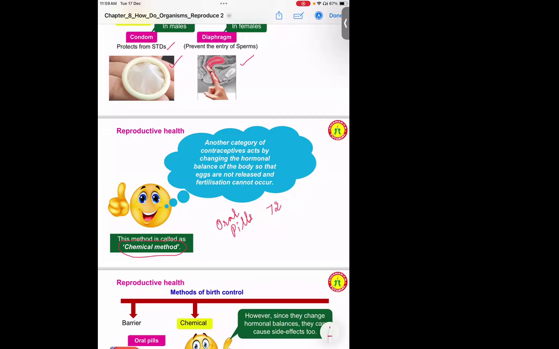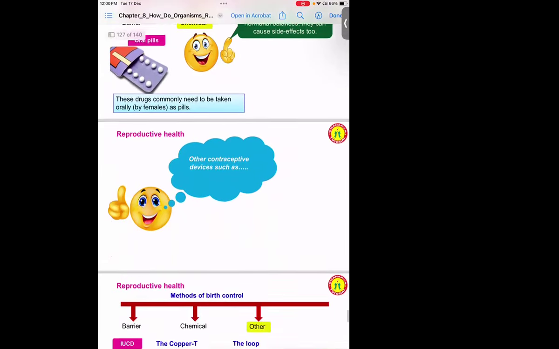But certainly, see children, these oral pills have a very adverse effect on the health of females. Sometimes they get a lot of acne or pimples because of this high dose of oral pills, and sometimes they get some other diseases. Sometimes there is an increase in weight. So a person should be very careful while taking these oral pills. That is how the hormonal balance can be changed by taking oral pills. It has side effects, as I already told you.